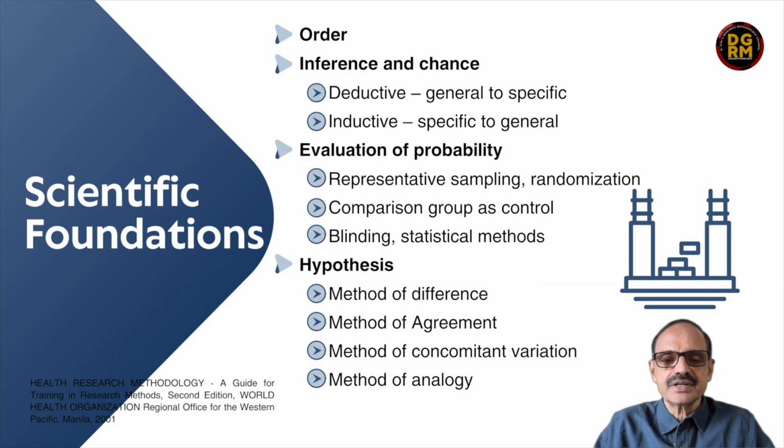Method of agreement links common factors across various scenarios. Example, hepatitis A and hygiene condition. Next is method of concomitant variation. It examines dose response effects, that is iodine levels and goiter prevalence. Method of analogy compares disease patterns to suggest common causes. Example is hepatitis B and liver cancer.